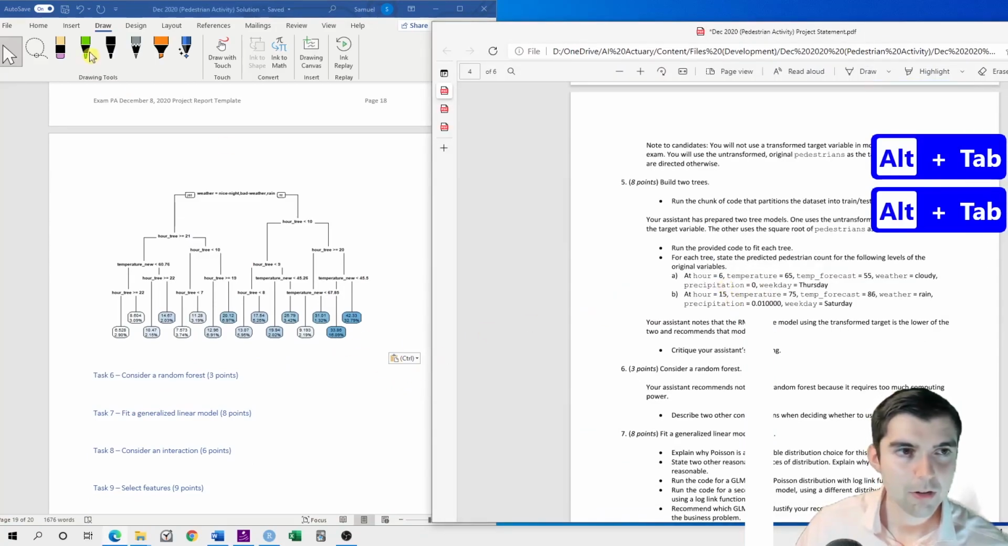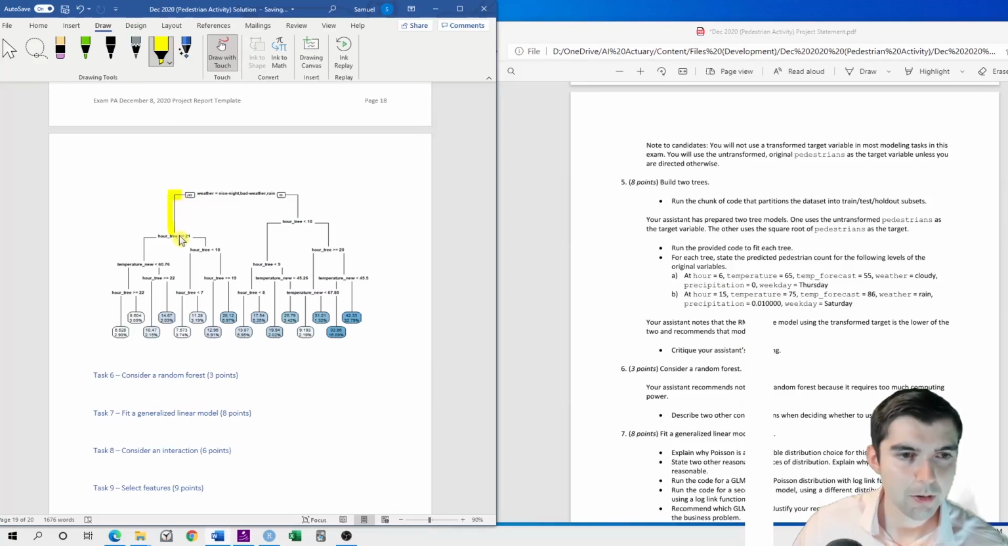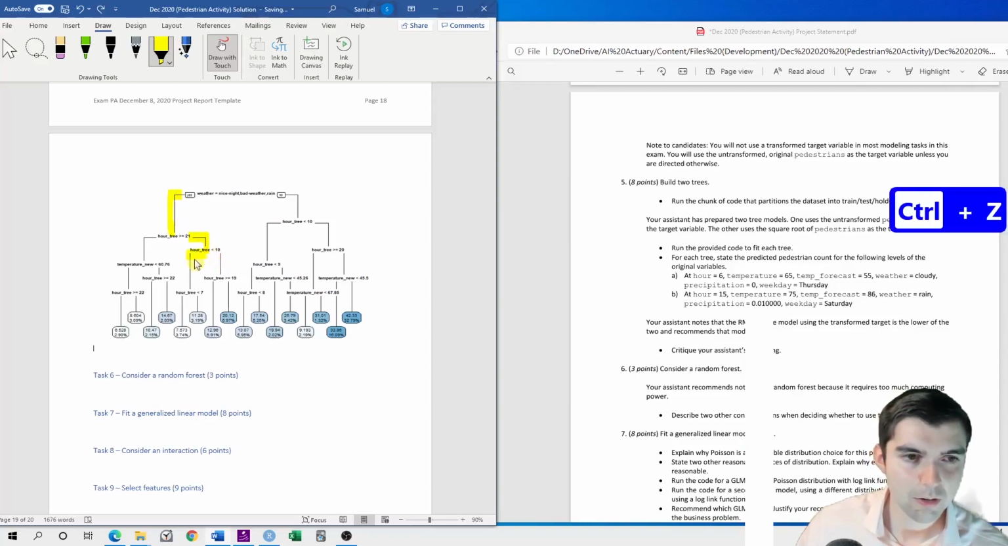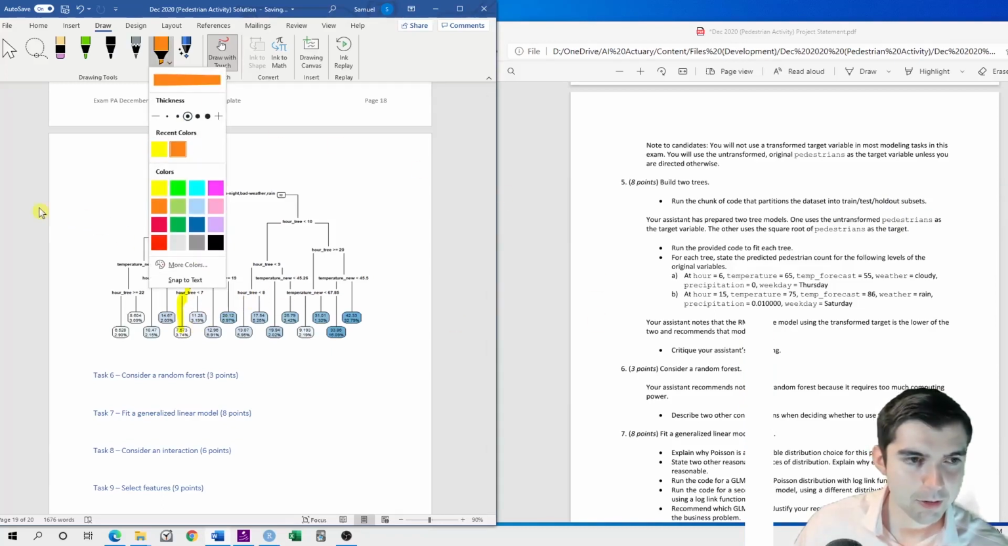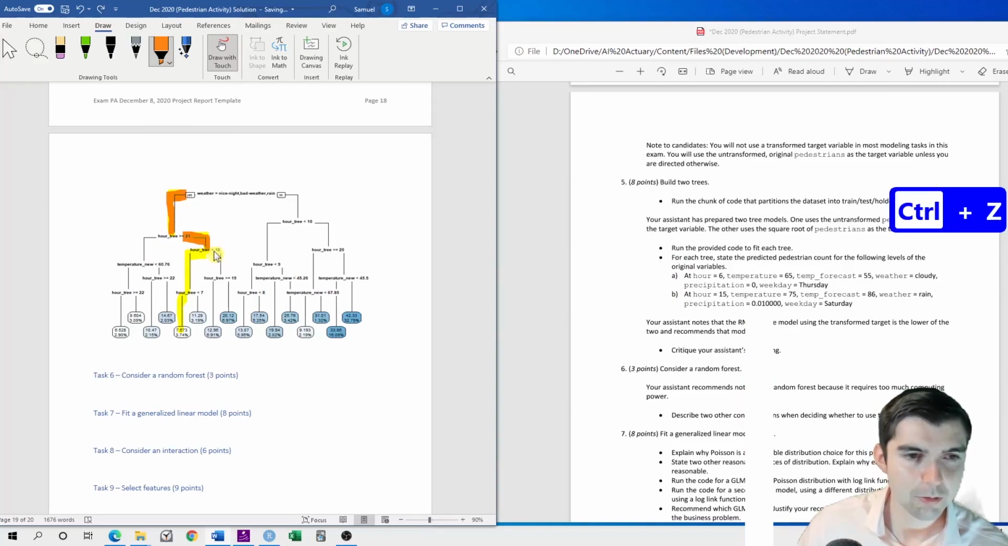So for hour 6, remember it's bad weather. So yes, hour tree less than 21. It's equal to 6, so it's yes, less than 10. Hour tree less than 7? Yes. And then this other one, hour 15 is not greater than 21. And then hour tree greater than 10, or less than 10? No, it's greater than 10.